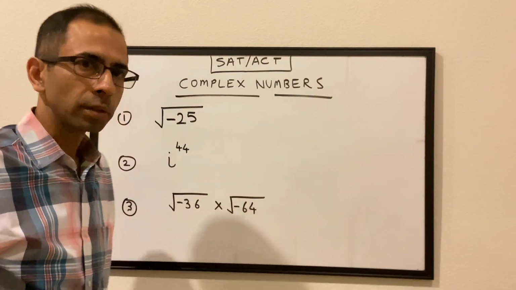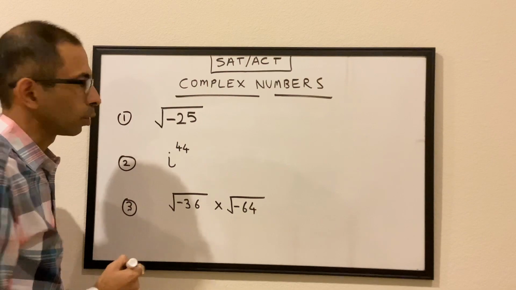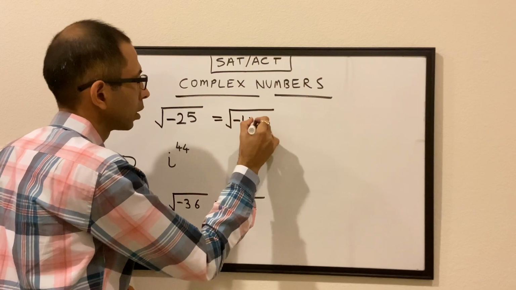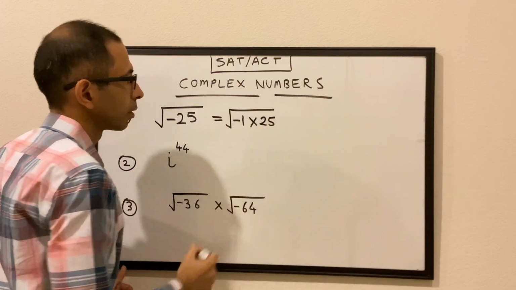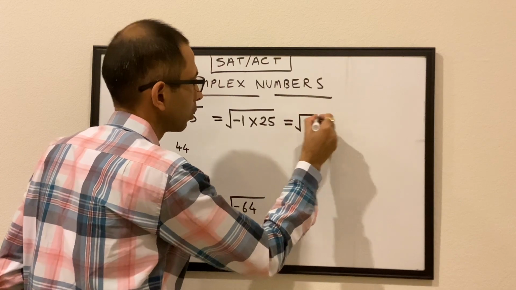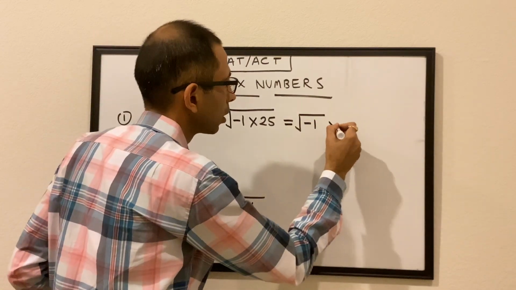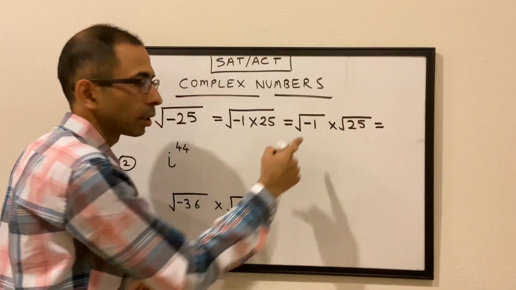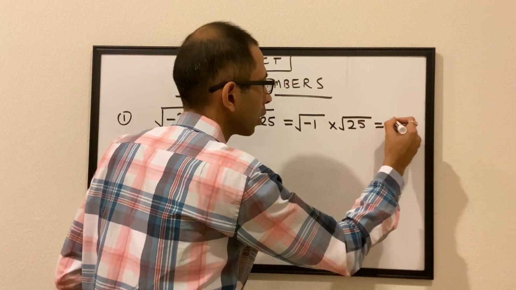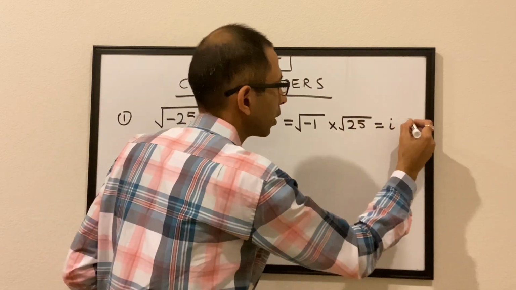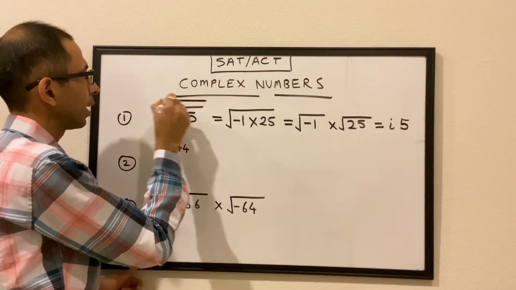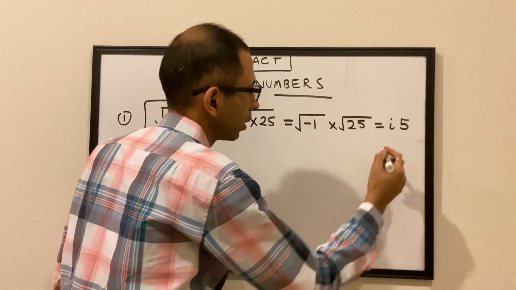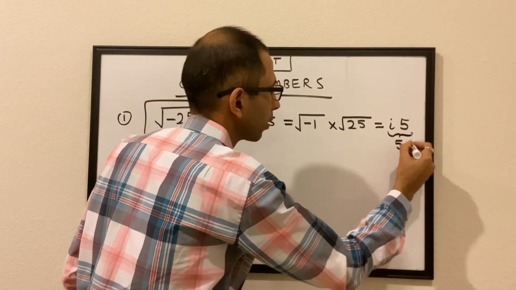Let's start with some basic questions. Square root of minus 25. We can write it as square root of minus 1 times 25, right? Which is again writing the same thing as square root of minus 1 times square root of 25. Square root of minus 1 is i, as we just saw, and square root of 25 is 5. Hence, the value of square root of minus 25 is nothing but i5 or 5i. Typically, we write it as 5i, right?